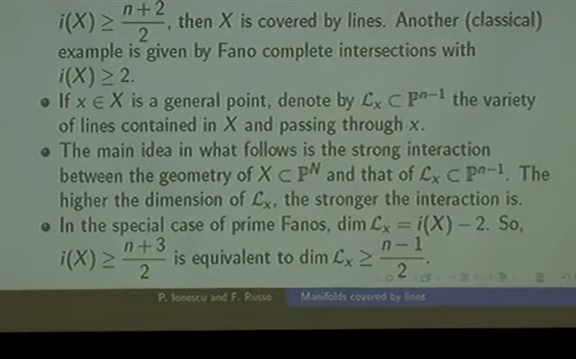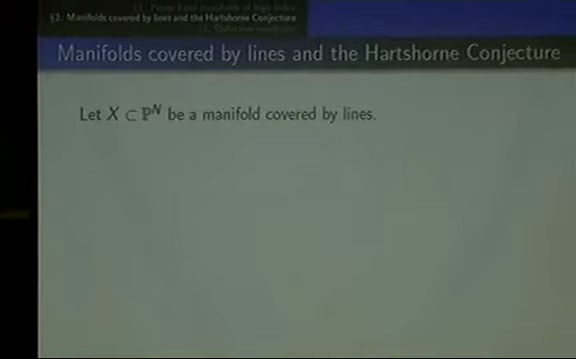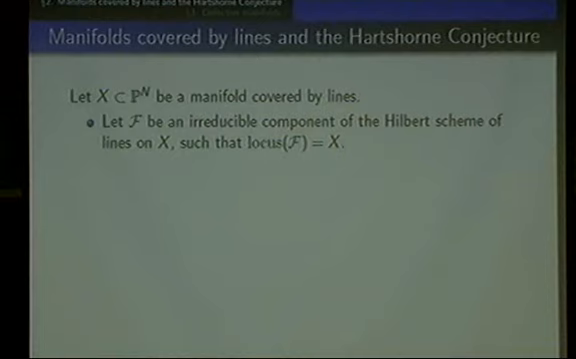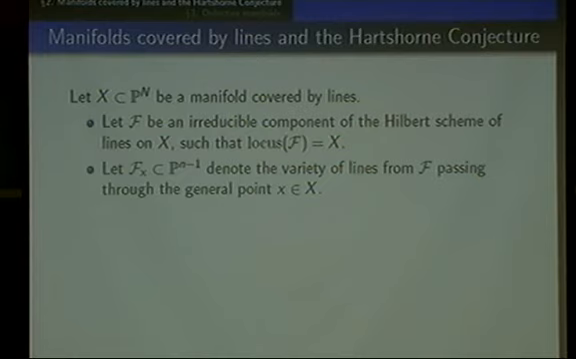Okay. Now let's pass to the manifolds covered by lines. And so let us fix such a manifold. Now, I won't refer to all lines on X. Instead, I'll be choosing some irreducible component of the Hilbert scheme of lines such that they cover X. Okay? And I will be consistent with the notation, namely F_x will denote the variety of lines from this irreducible component passing through the general point.